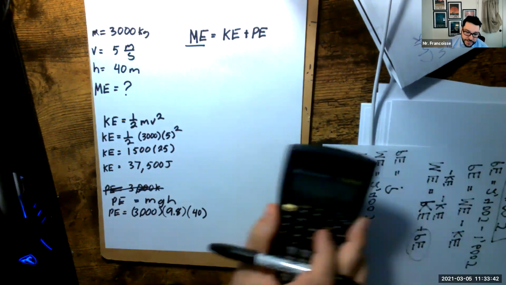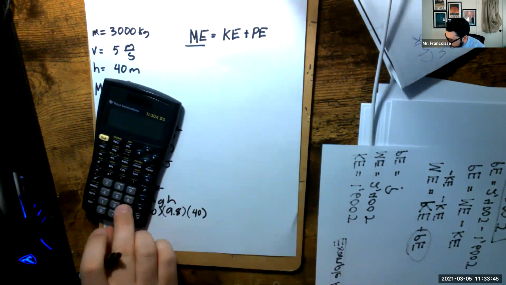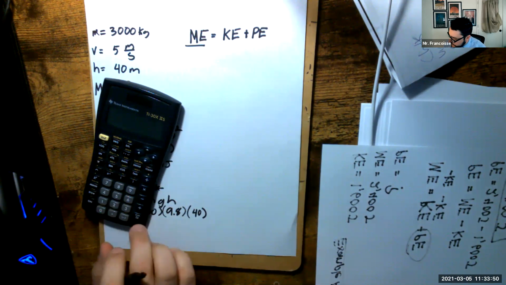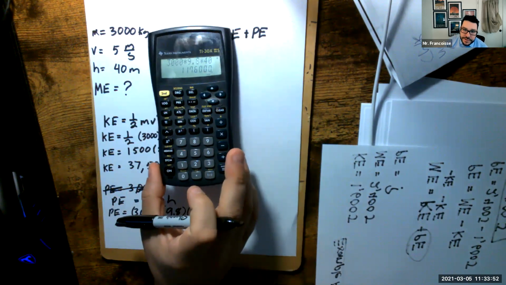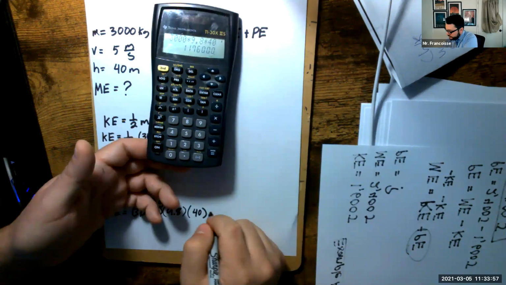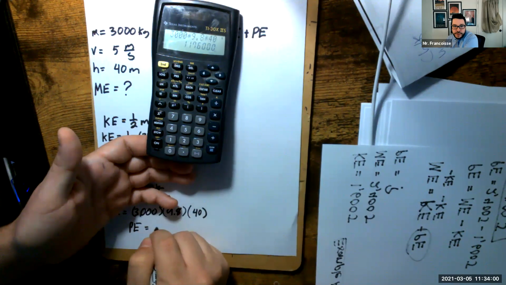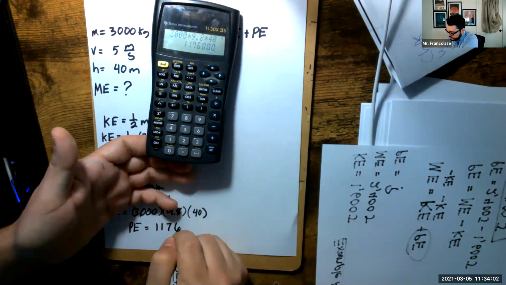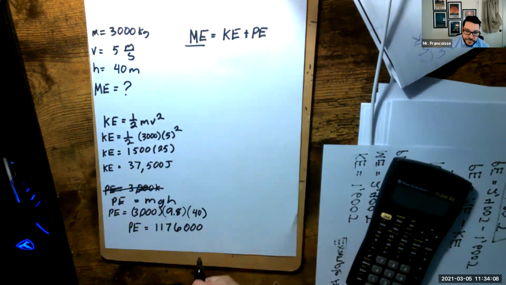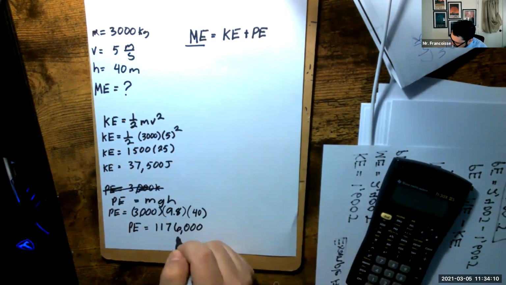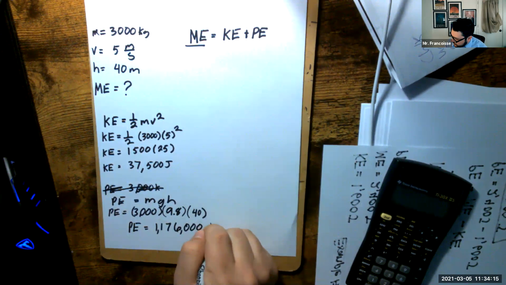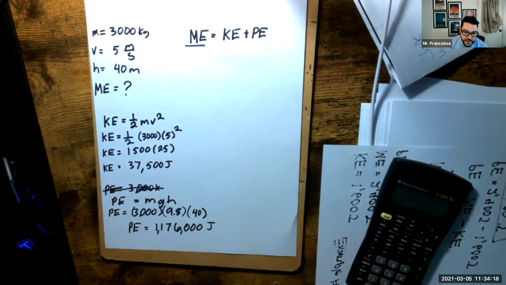So we'll multiply this out, 3,000 times 9.8 times 40. So we're going to get something pretty large. We're going to get something in the millions, and that's okay. So our potential energy, we're going to get 1176, followed by 3 zeros. So we're going to have 1 million joules here, and that's our potential energy there.